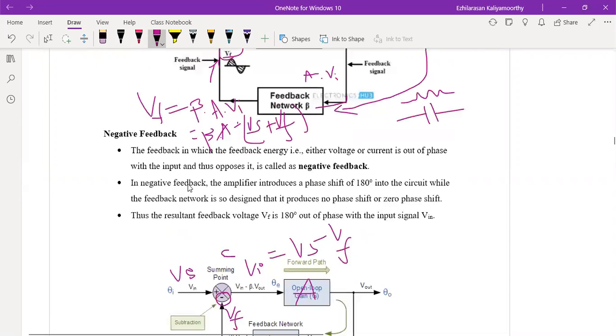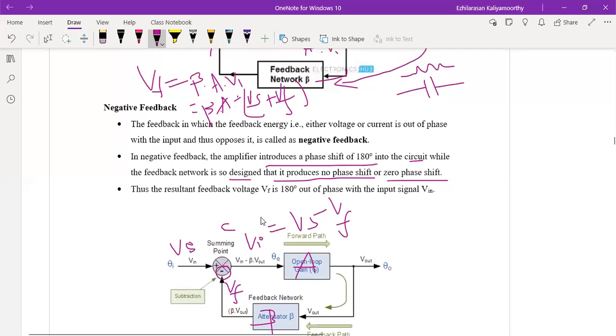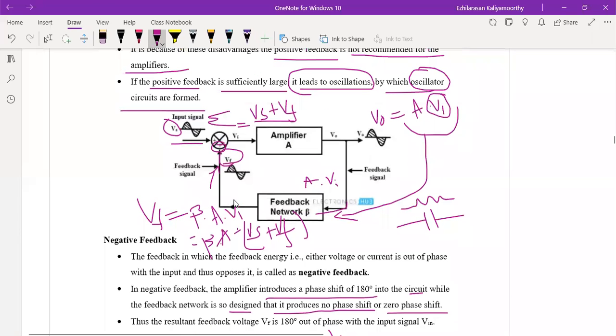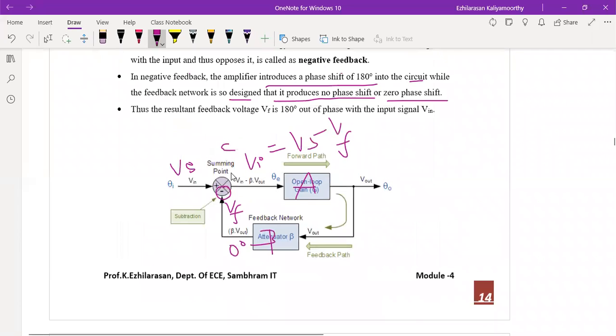See what will happen in the negative feedback. The amplifier introduces a phase shift of 180 degrees into the circuit, while the feedback network is so designed that it produces no phase shift, or zero phase shift. This feedback circuit will not provide any phase shift, that is 0 degrees. But in the positive case, the circuit will produce a 180 degree phase shift. So because of this, we'll get the output out of phase.